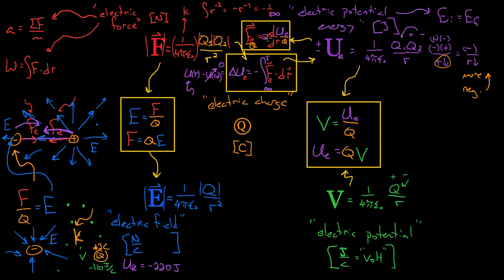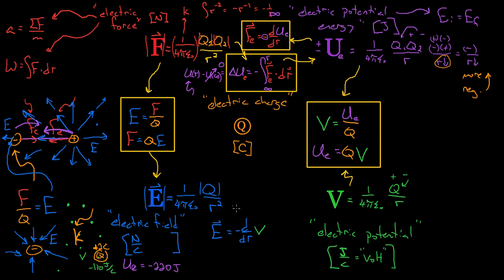Well, what would this formula become? If I divide the left-hand side by Q, I get F over Q, which is E. So you get E, and it's a vector, equals negative the derivative of U over Q, because I'm dividing both sides by Q. What's U over Q? U over Q is V. So negative the derivative of V. So if you want to find the electric field, take negative the slope of V.